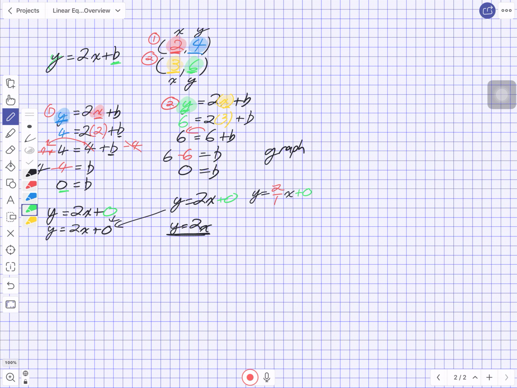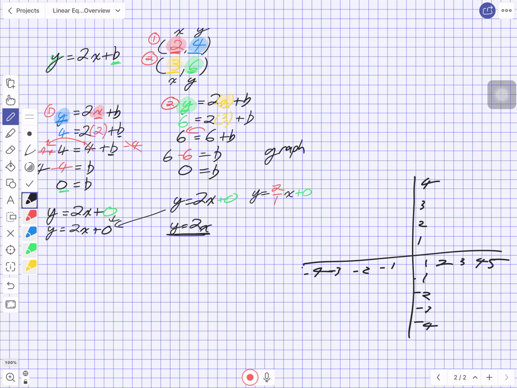If I'm going to do a rough graph, so this is considered a sketch, I'm not being extremely accurate. I'm just trying to get my coordinates here. 1, 2, 3, 4, 5. -1, -2. -1. And 1, 2, 3, 4. So I'm doing a rough sketch, and then on Desmos we'll do a really accurate one.